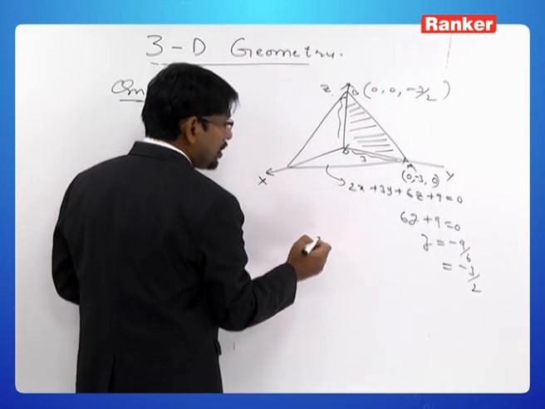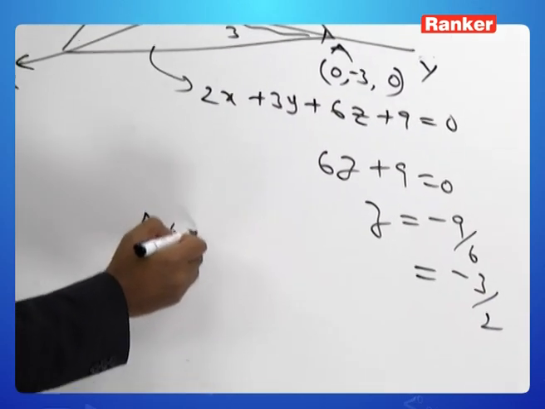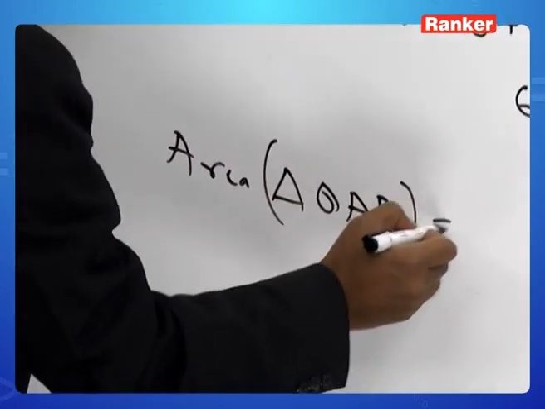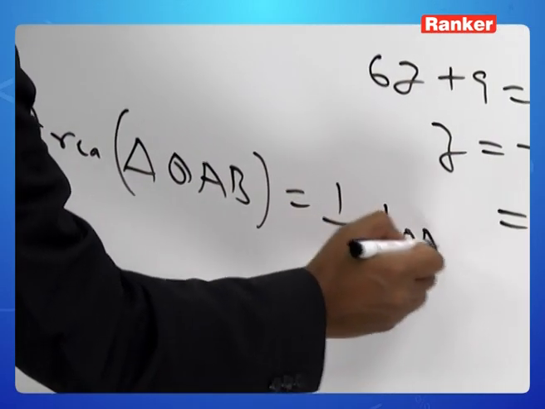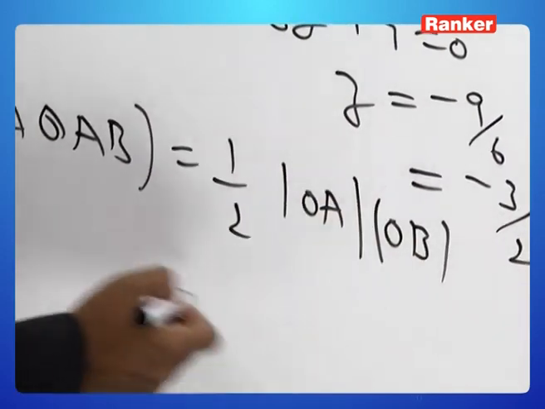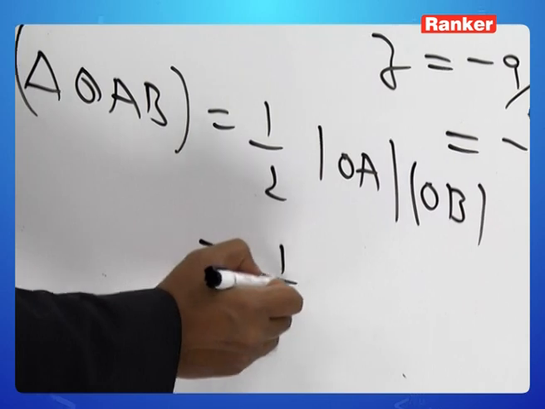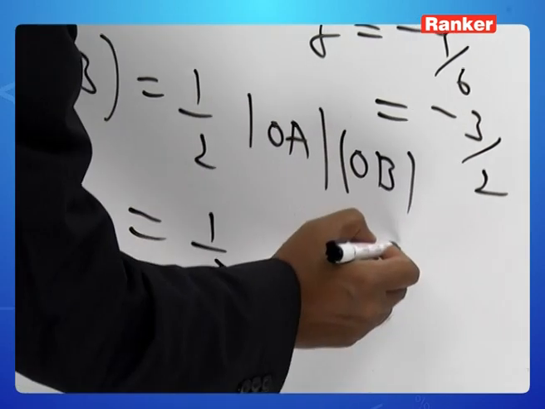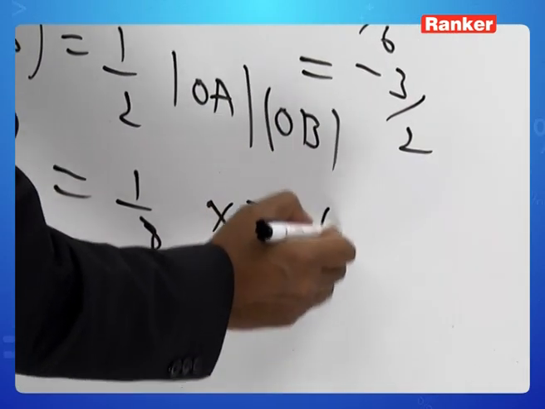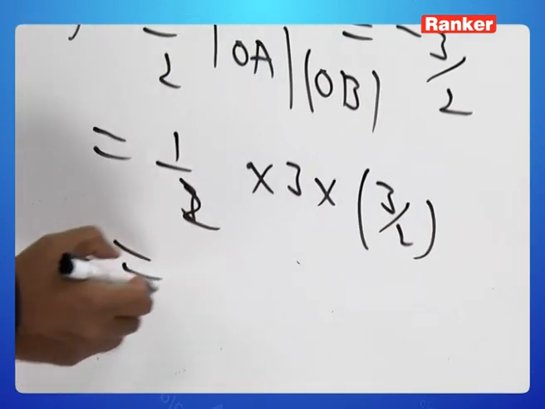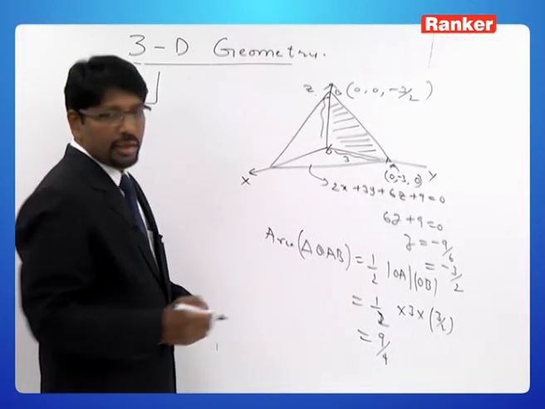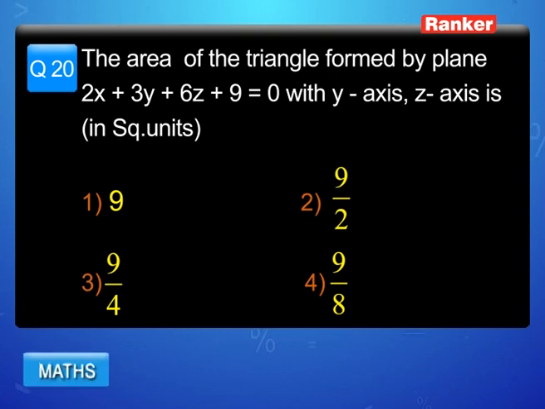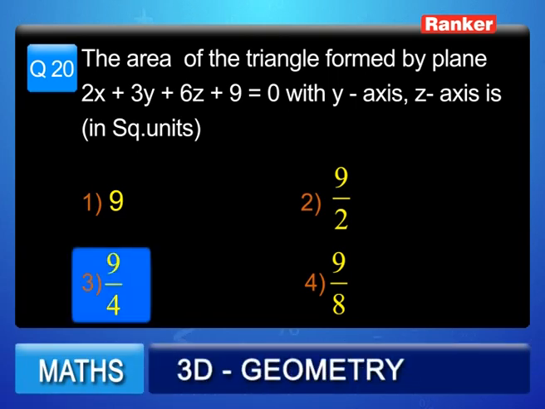We know that the area of the triangle OAB is half into mod of OA into mod of OB, the distance. What is OA? 3 units, absolute. Half of 3 into, what about OB? That is modulus of minus 3 by 2, that is 3 by 2. So that makes it 9 by 4. So clearly the area of the triangle OAB, that is the required area, is 9 by 4, and that is available in option 3. So option 3 is the right answer.